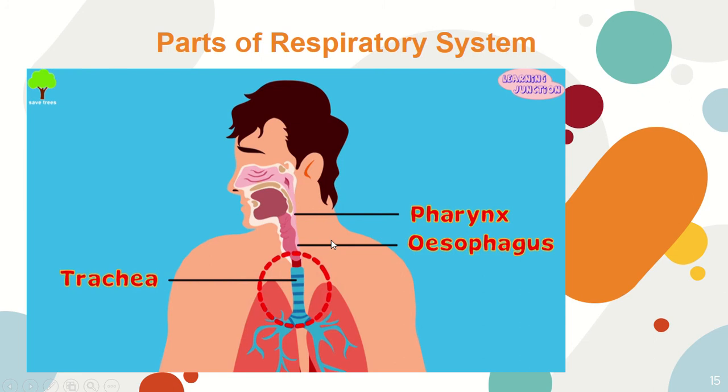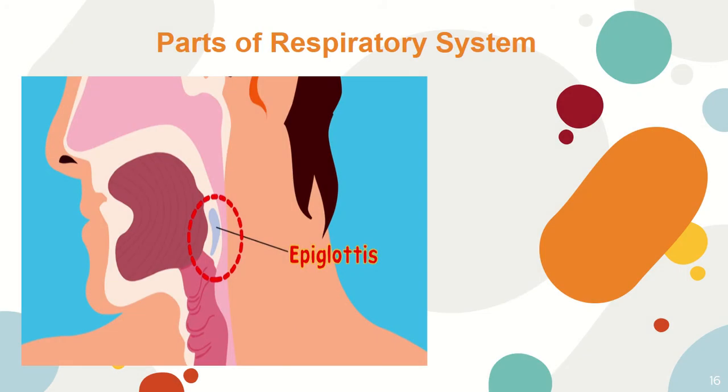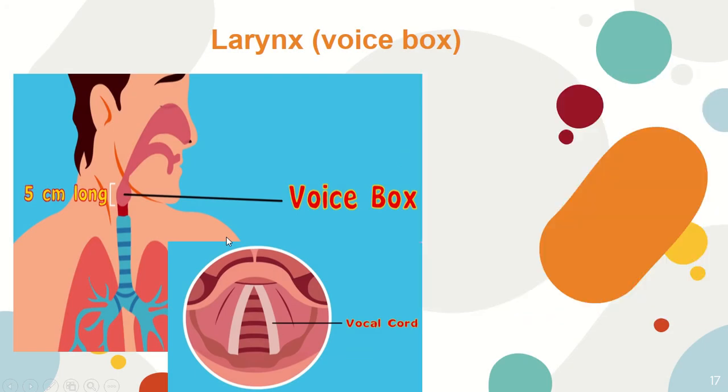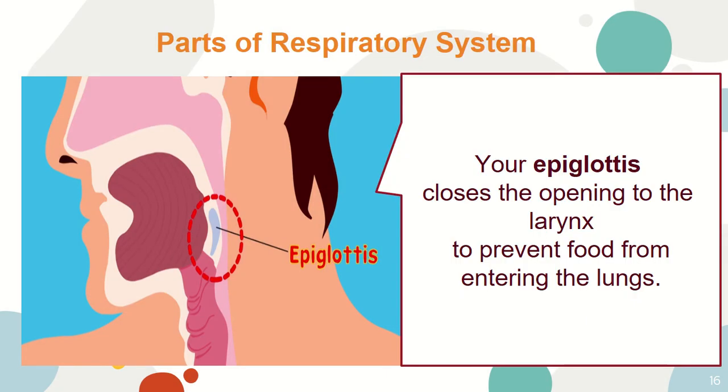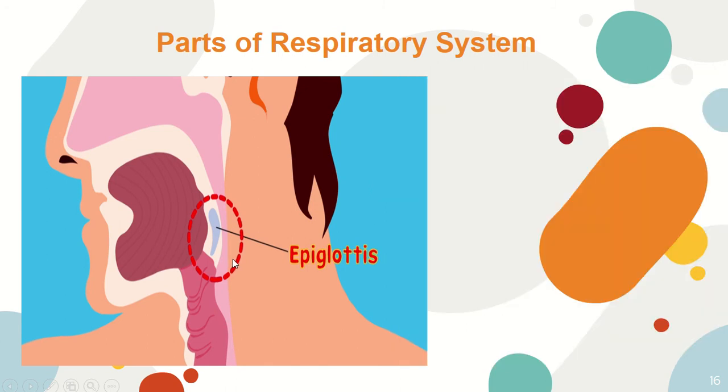And also we have the tube going to our lungs, and that is what we call the trachea. Alright? We have the esophagus, and also we have the trachea. That's why the epiglottis, as you can see, closes the opening to the larynx so that food and air do not go together, to prevent food from entering the lungs.